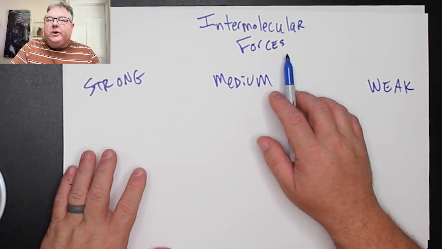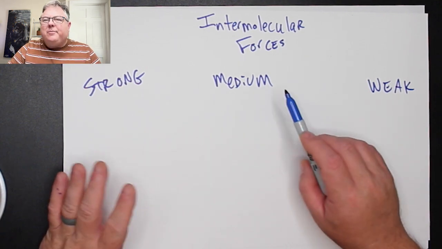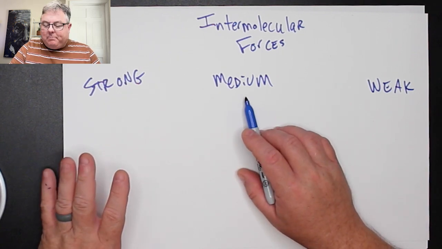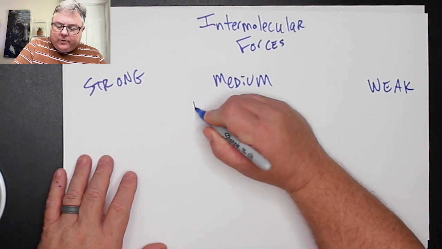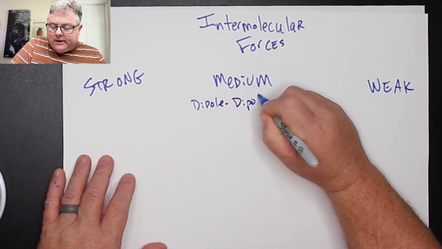So for the intermolecular forces, there are three main types. One that's very strong, one that's more medium, and one that's weak. We'll start with the one that's medium in the middle. These are called dipole-dipole interactions.